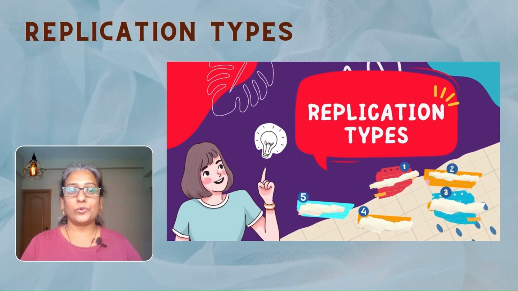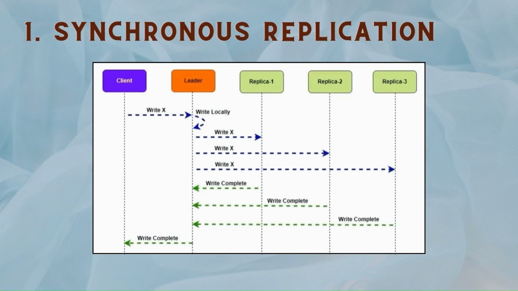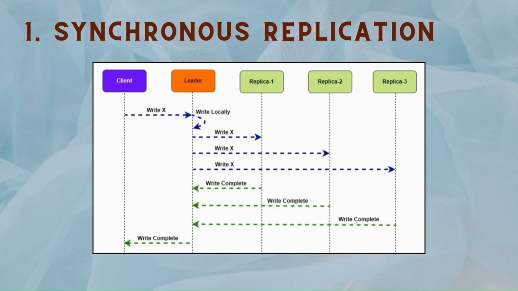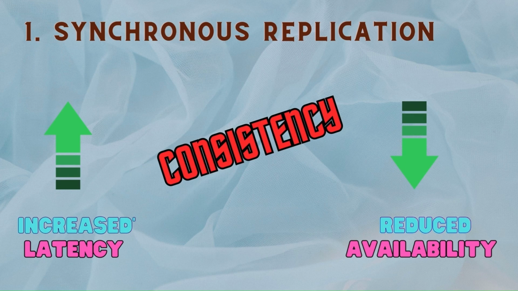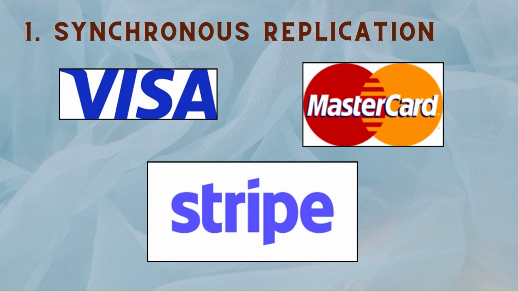Now, let's explore various replication types employed in distributed systems. In synchronous replication, data modifications are acknowledged only after they are successfully replicated to all designated replicas. This ensures consistency but may introduce latency and reduce availability. This replication type is ideal for scenarios requiring strict consistency guarantees, such as financial transactions or critical data updates.